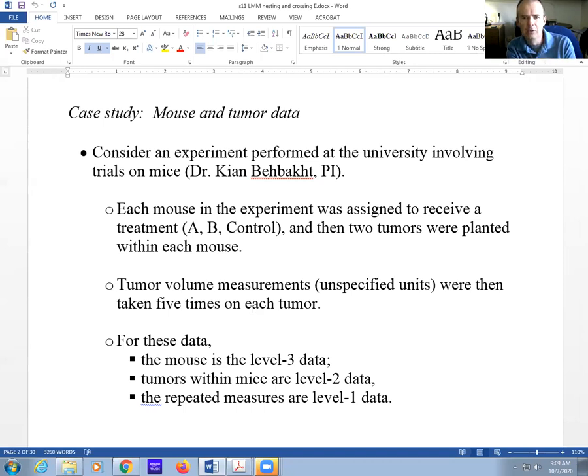And I don't know why that would be of interest, down the road clinically. I'm sure there's a reason, but that's the experiment they're doing. And so in this case, we have mice, and then we have tumors within mice, and then we have repeated measures over time. So it's 3-level data.